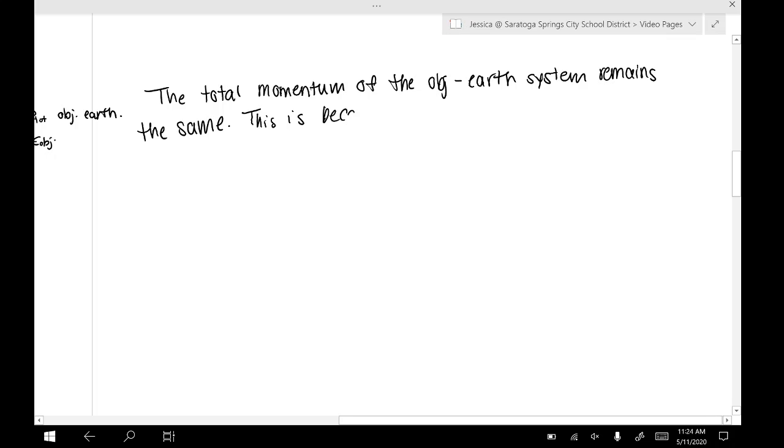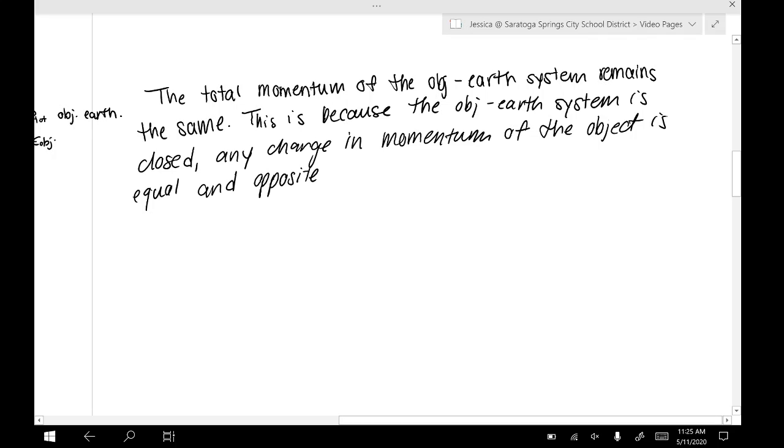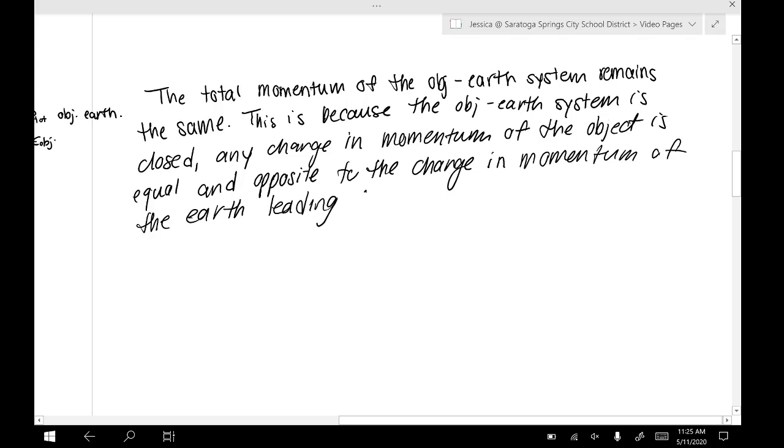This is because the object Earth system is closed. Any change in momentum of the object is equal and opposite to the change in momentum of the Earth, leading to the total momentum remaining the same.